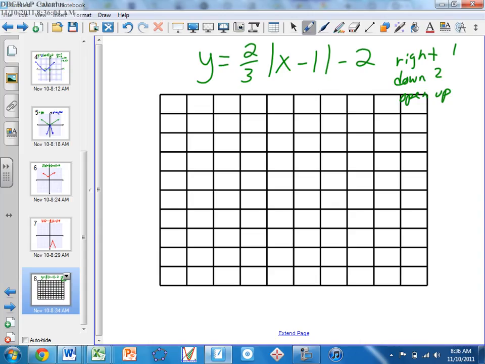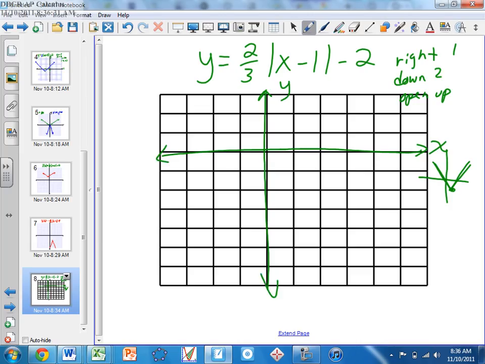Again, if I were to sketch this in my mind, here's what I'm thinking. Right 1, down 2, opening up. That's what my general graph will look like. Again, to the right 1, down 2, there's my vertex, and opening upward. So I care about the 4th quadrant mainly. So if I were to graph this one, I might make my x and y axis right here. Make that my x-axis, make that my y-axis. Because I know most of my detail will be in this quadrant.